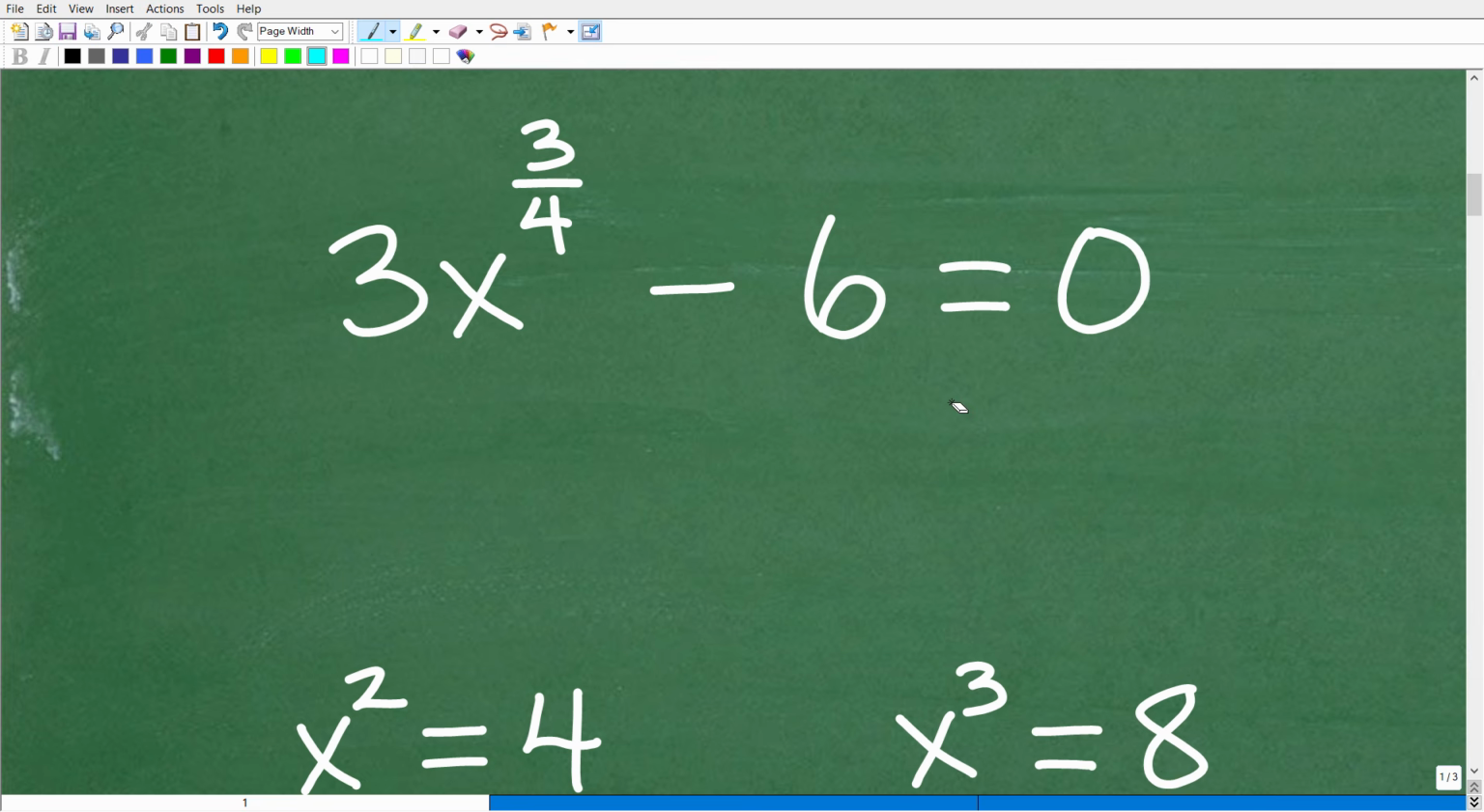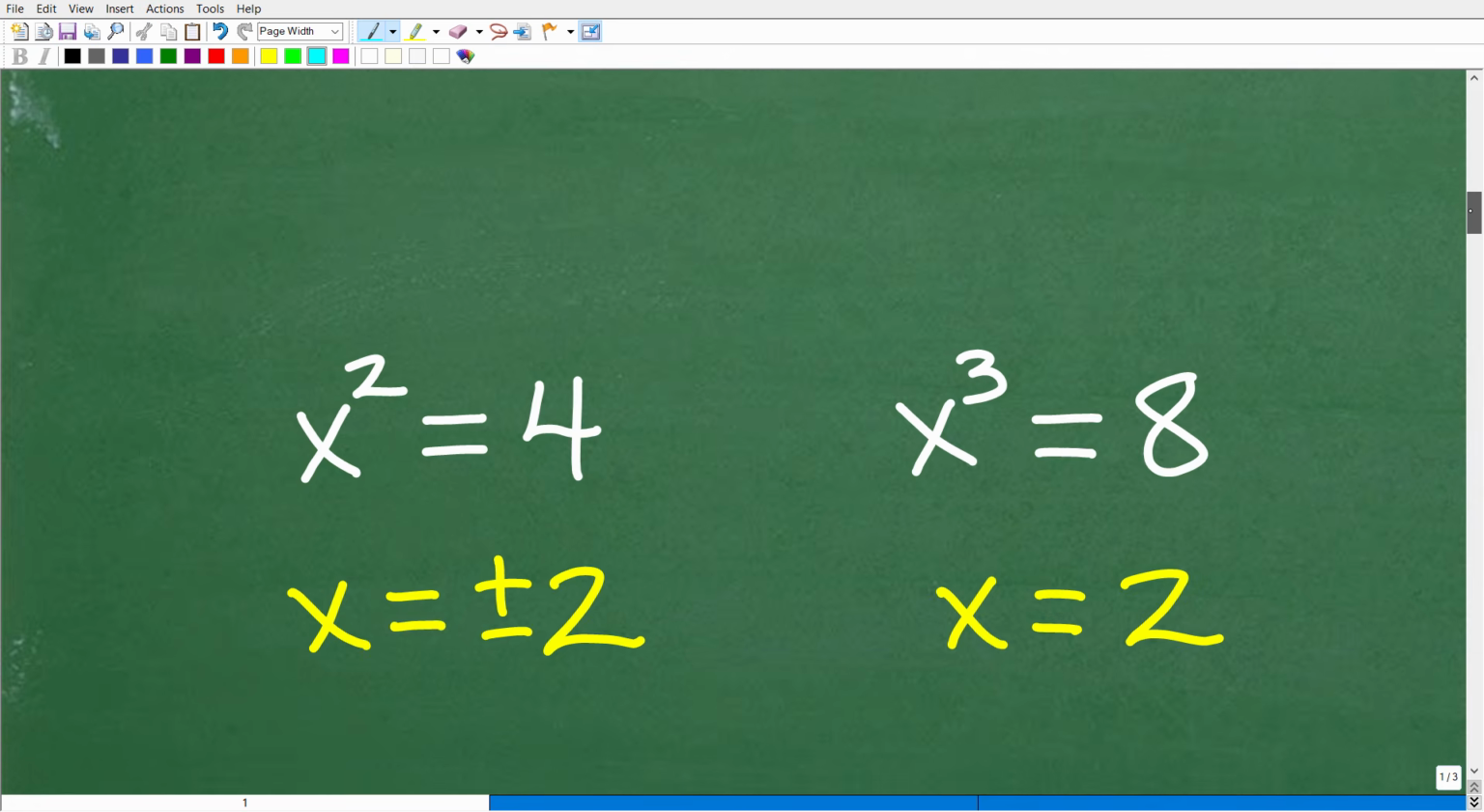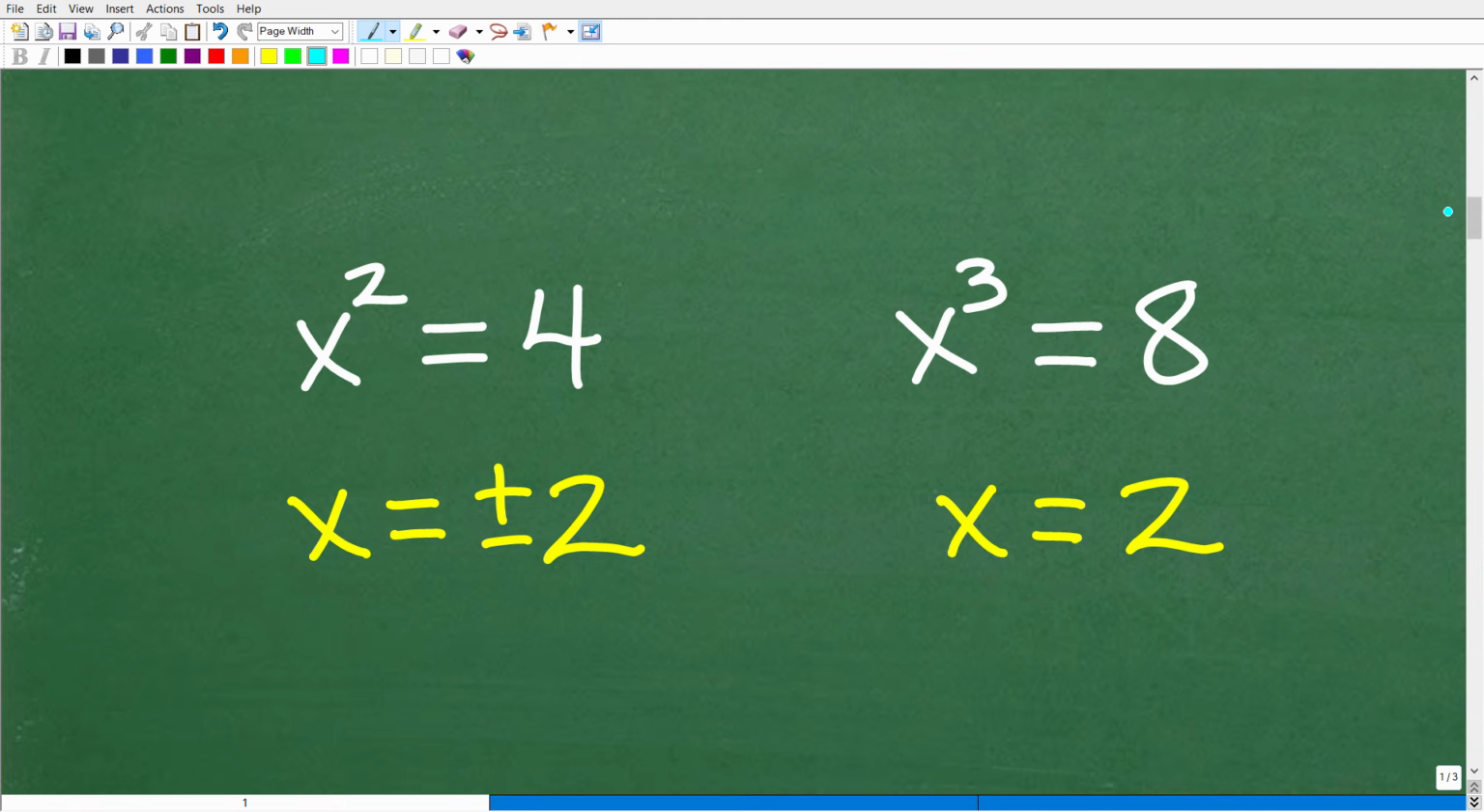But before we get into this, let's take a look at some problems that are related to what we're talking about. Okay, and you'll see how in a second. So let's take a look at these two equations. I have x squared is equal to 4 and x cubed is equal to 8.